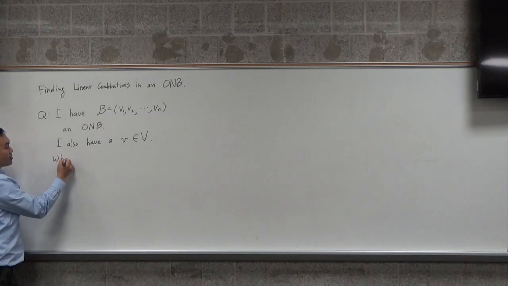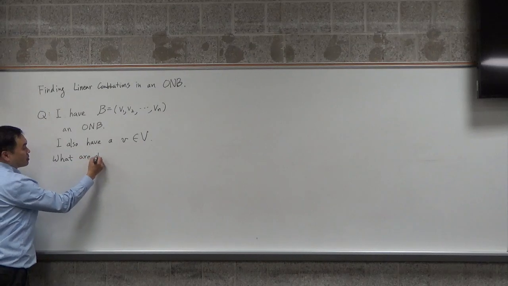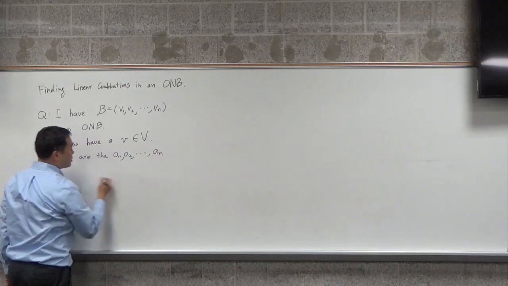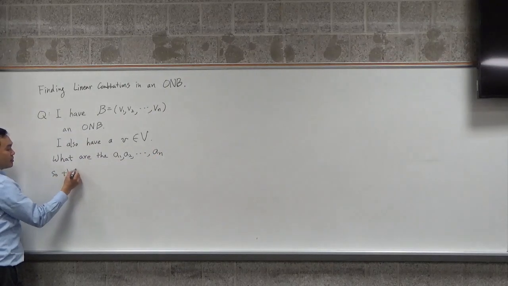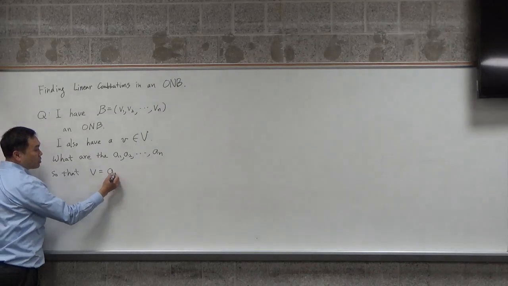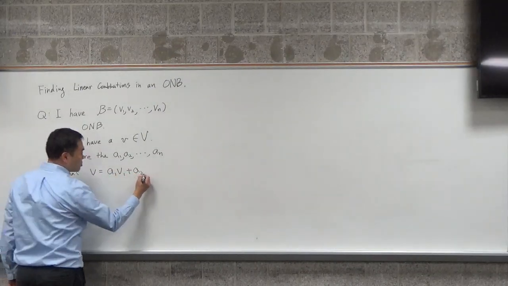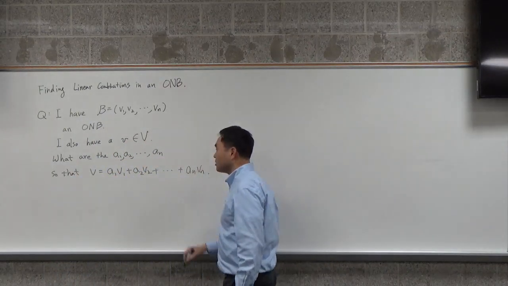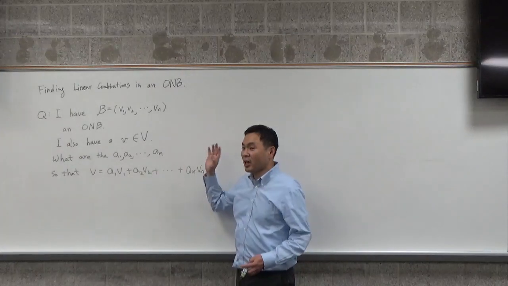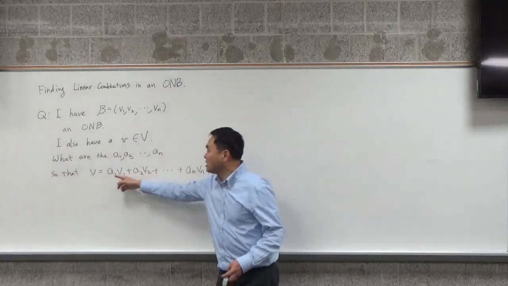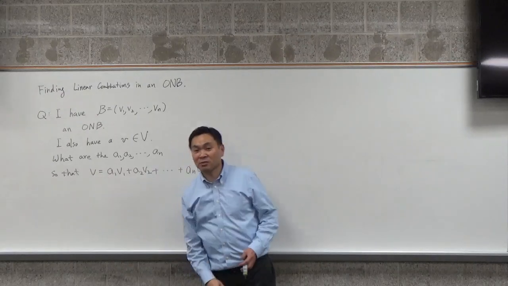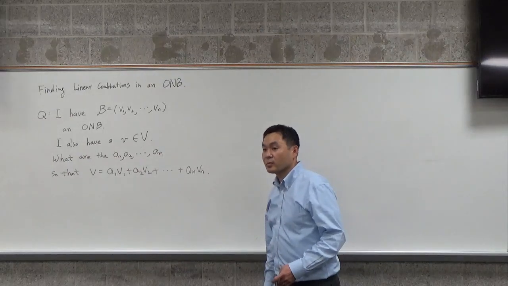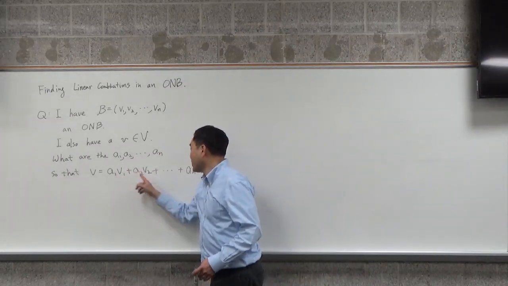The question is, what are the A1, A2, all the way to AN, so that V equals A1 V1 plus A2 V2 plus and so on up to AN VN. In other words, you want to figure out what the linear combination should be for any given vector V if you have an orthonormal basis. So how do you get A1, A2, until AN?